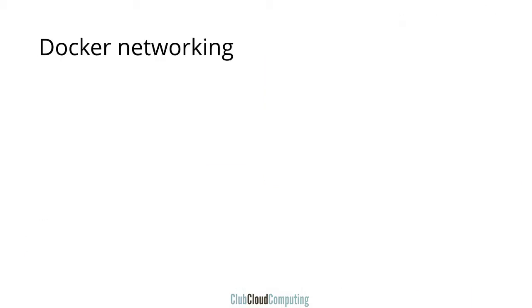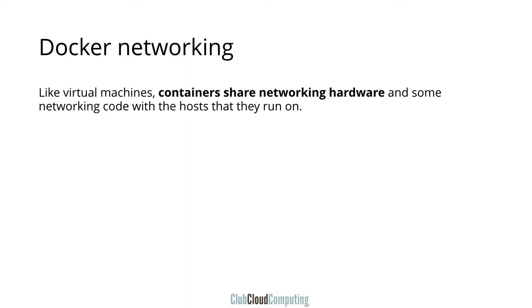Then the final complicated thing to discuss is Docker networking. In the same way as virtual machines, containers running on the same host will share networking hardware and networking code with the host that this runs on. And in fact, there's more sharing going on with containers than there is with virtual machines. As I explained earlier, you even share the same IP address and all the ports that are associated with it, contrary to what happens with a virtual machine.